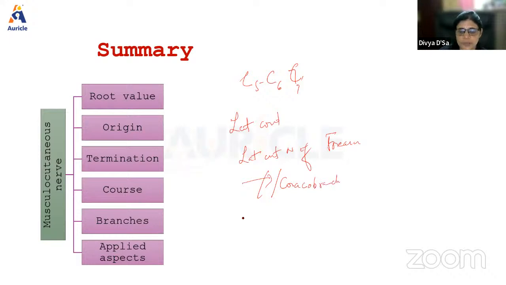So the branches are basically muscular branches, supplying the muscles of the arm, the flexor compartment. Then there is an articular branch to the joint, and a cutaneous branch, the lateral cutaneous nerve of the forearm, to the lateral side of the forearm.